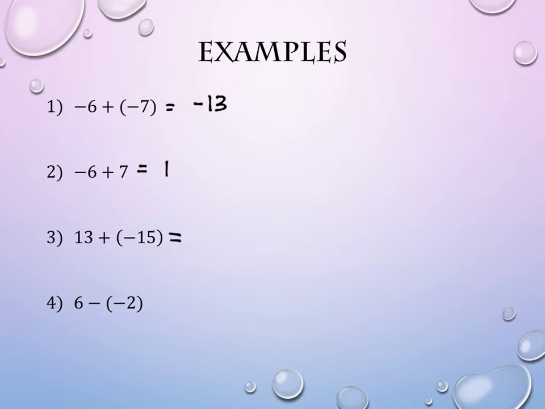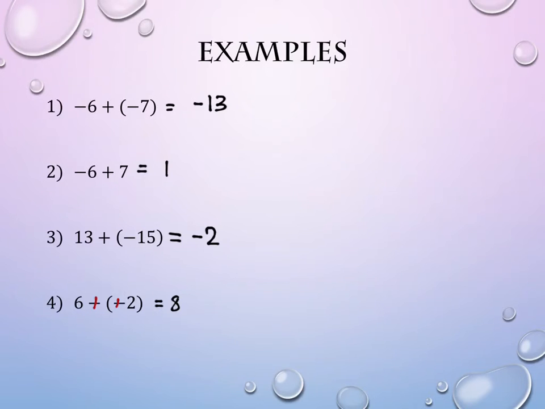How about 13 plus negative 15? Negative 2. So 15 is bigger. 15 minus 13 is 2. The sign of negatives on the larger 15. So we have negative 2. And how about 6 minus negative 2? Yeah, it's 8. Okay, so remember on this one we change both signs. 6 plus 2, and we get 8. Okay, everybody have those? Yep.